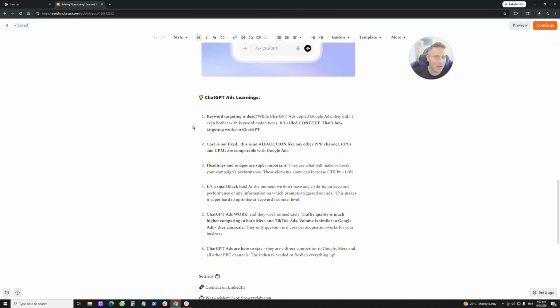It's about describing the context that you want your ads to show in. The cost is not fixed. This is an ad auction. It works very similarly with Google Ads, with Meta Ads, with TikTok Ads, with any other PPC platform. And they are not extremely expensive either. So the cost is very much comparable with Google Ads.